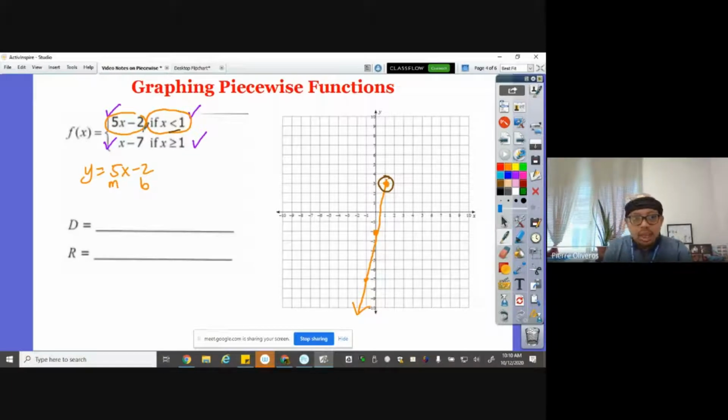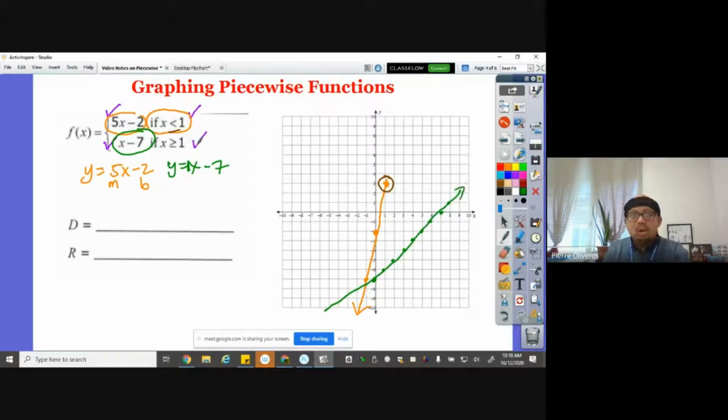And the next one here is x minus 7. So minus 7 is right here. That's the y-intercept. So again, y is equal to x minus 7. The y-intercept is negative 7. The slope there is 1. So 1 up, 1 over, 1 up, 1 over, and so on and so forth. So we know the graph will be something like this.